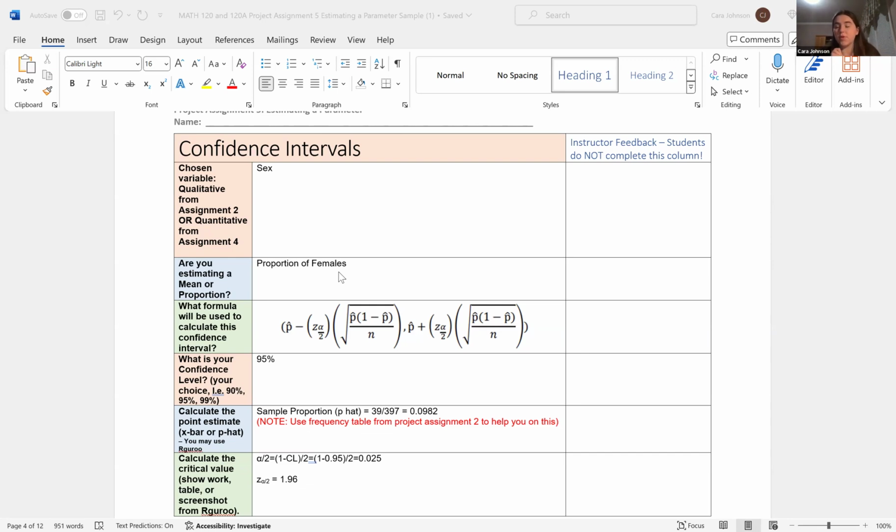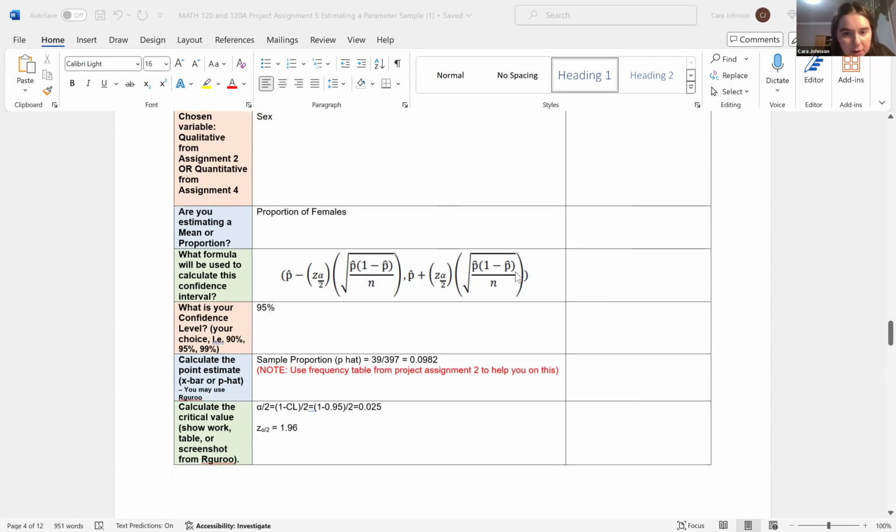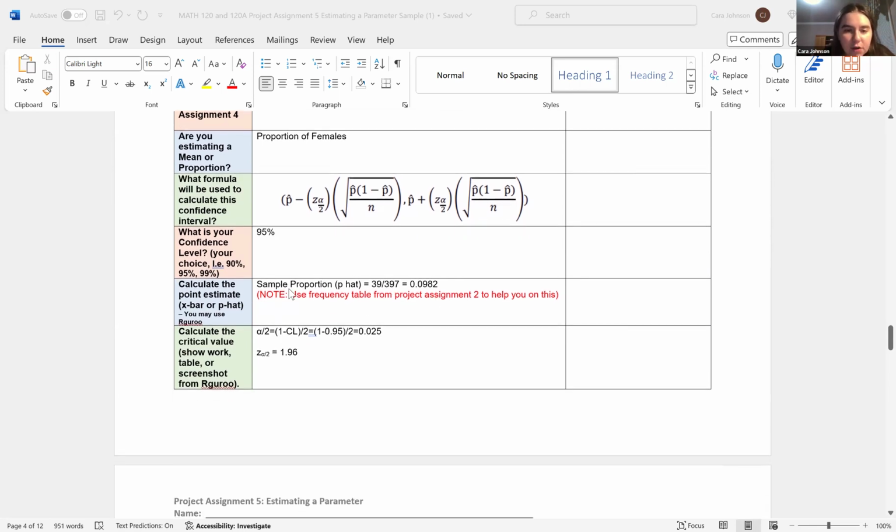You need to tell me proportion of what for this. So sex is either male or female. So it can be a proportion of females or proportion of males. I chose females here. So you need to tell me proportion of what if you're doing your qualitative variable. Copy the formula. This came from my project 2 frequency table. So let me actually pull that up real quick to show you where I'm getting this from.